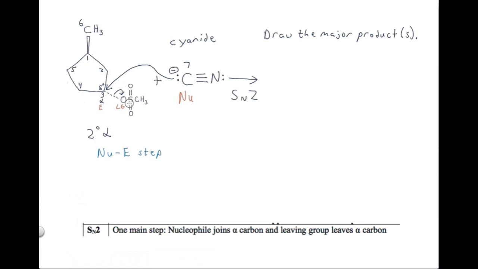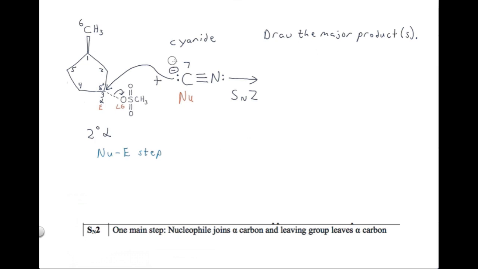So you can see this mechanism is different than an SN1 mechanism. In an SN1 mechanism, the leaving group would leave the alpha carbon before the nucleophile joins the alpha carbon. But in an SN2 reaction, the leaving group leaves the alpha carbon simultaneously with the nucleophile joining the alpha carbon.